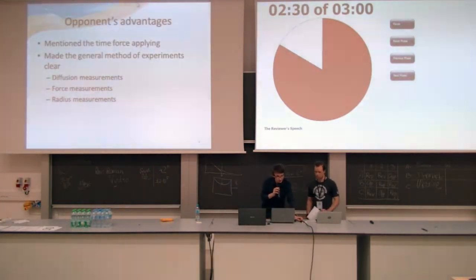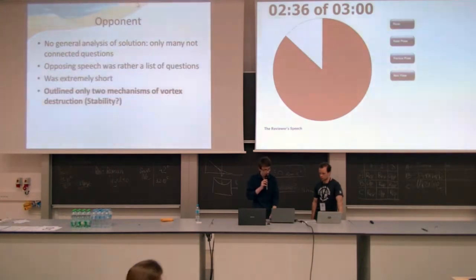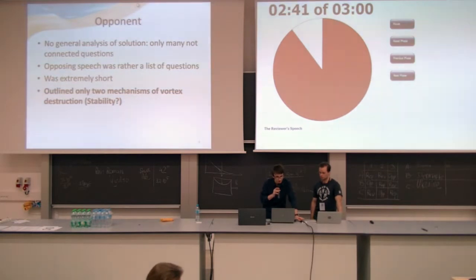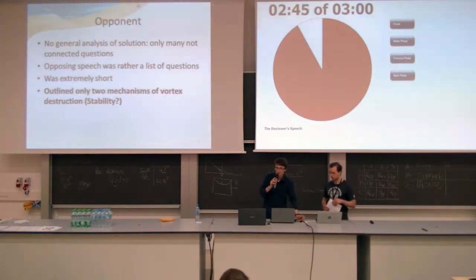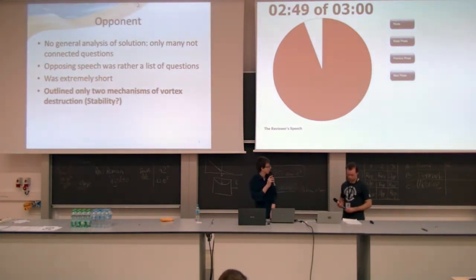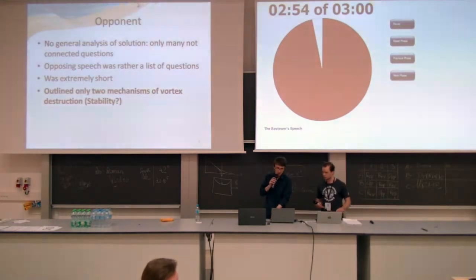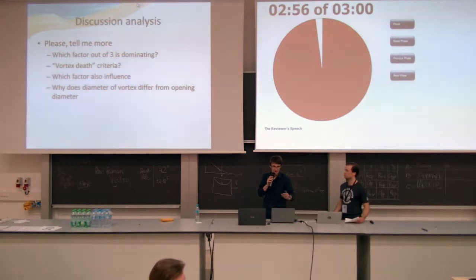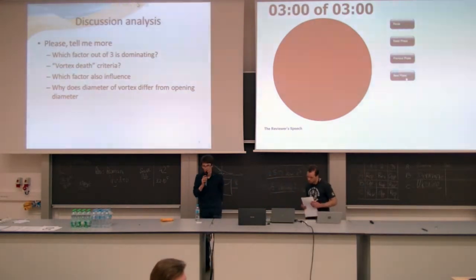The opponent also mentioned, as I said, the force, and made general methods of experiments clear. That was extremely important. At the same time, the opponent has some disadvantages. We think that there was no general analysis of the solution, and the opponent's speech was rather short, more a list of questions than the speech itself. We hope to outline a lot of those things that we mentioned during the general discussion, and I hope that it will be rather fruitful. I have some discussion points outlined here, so I hope that we can start now. Thank you for your attention.